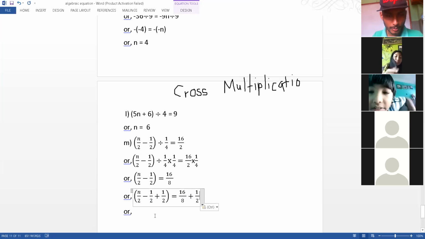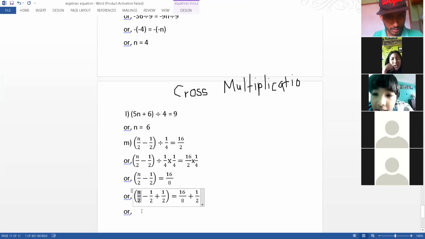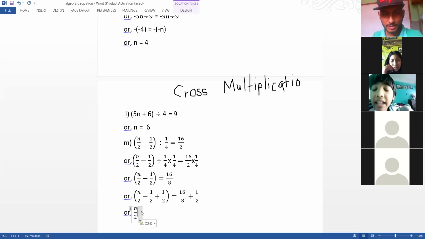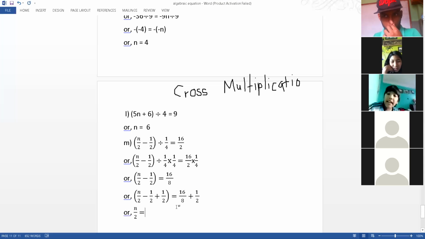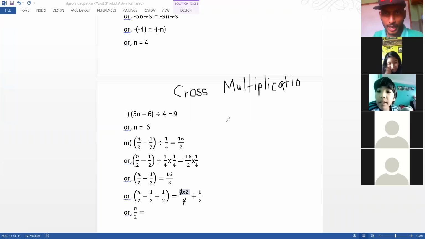So I'm adding 1 by 2 on both sides. Now, what will I... before removing the bracket, we're gonna reduce this 16 by 8. 16 means 8 times 2 is 16. Now reduce, cut this 8 and 8 above and below. I can get rid of this 8. All I have is 2 now.